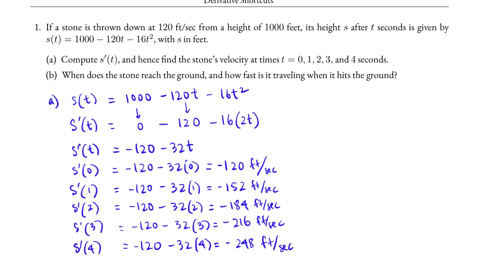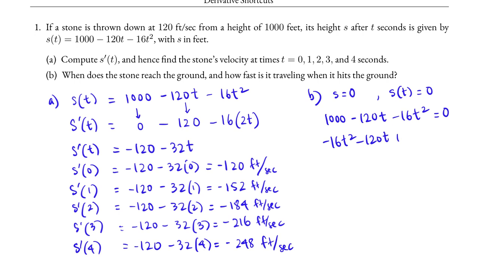For part B, when does the stone reach the ground? s represents the position or the height in this case. The stone will reach the ground when its height is 0. And so we take the function s and we set it equal to 0. The function s is 1000 minus 120t minus 16t squared. This is a quadratic equation, so we would rewrite this as negative 16t squared minus 120t plus 1000 equals 0.